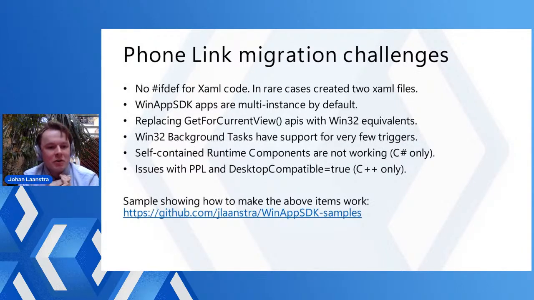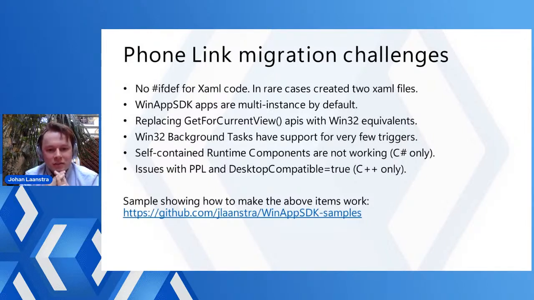Some of the challenges that we ran into when migrating PhoneLink from the UWP to the WinApp SDK app is that while we have if-defs for C# and C++ code, we don't have if-defs for XAML code. And so in those rare cases where we actually need to specialize XAML because of controls that exist in one place but not in the other, we simply created two XAML files temporarily and conditionally included those files in the relevant projects.